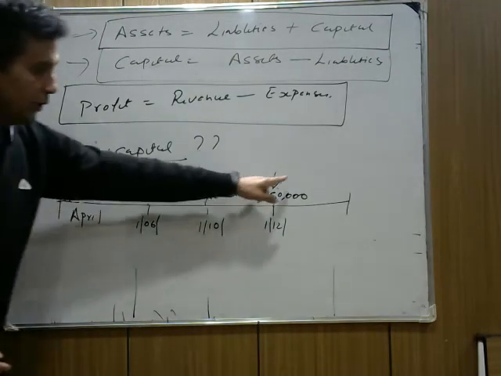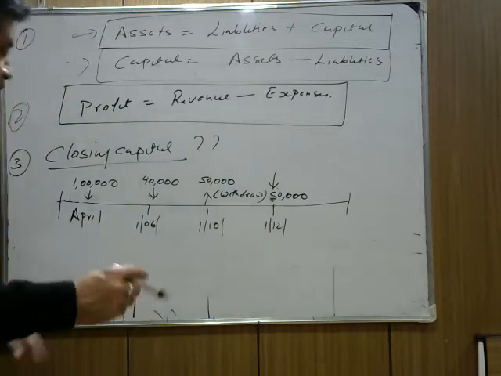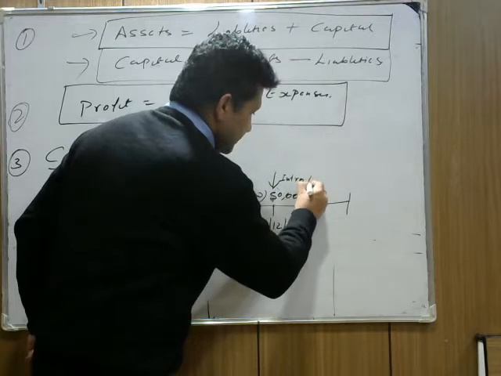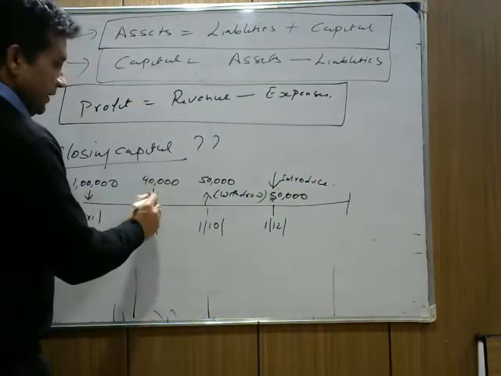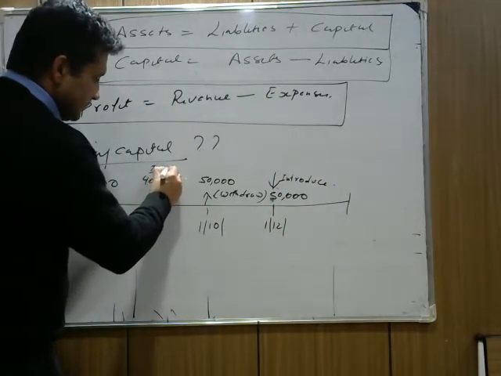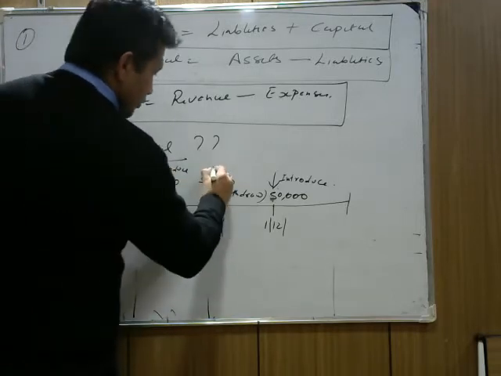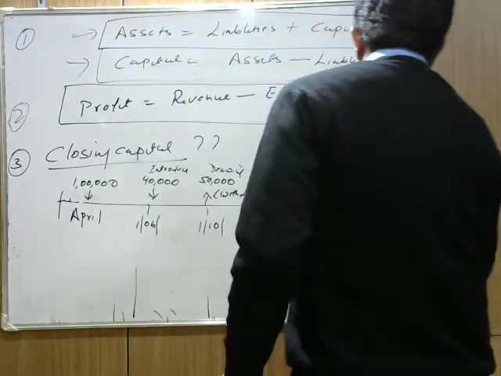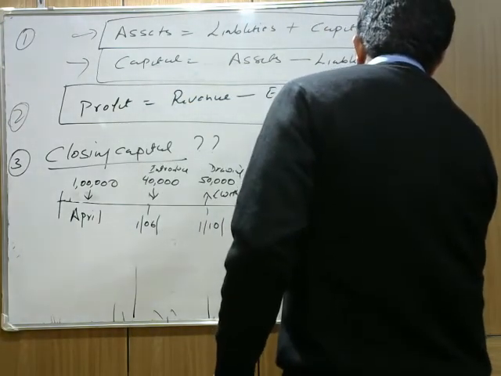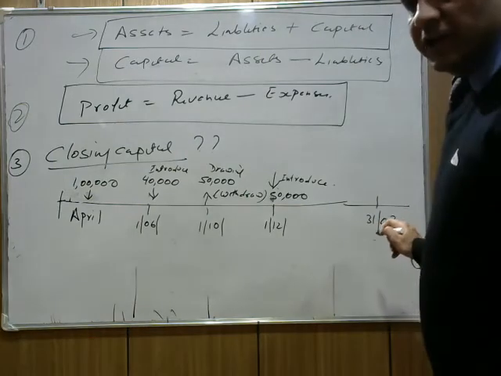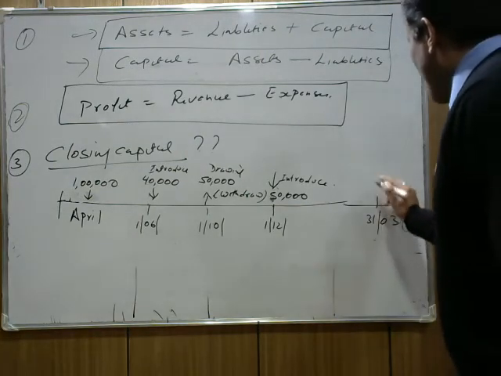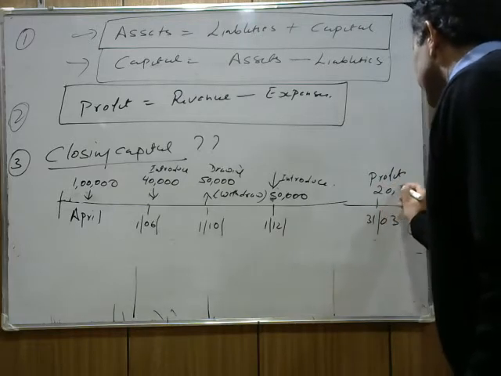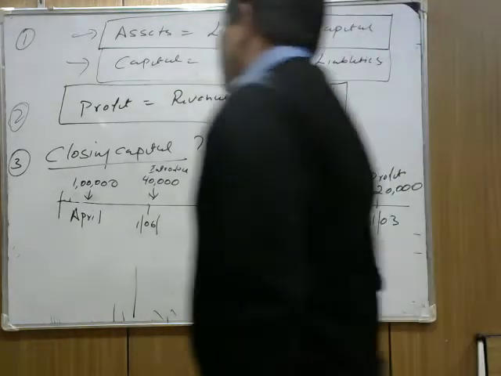I hope it's clear. You introduce 50,000 more. It's coming to the business, not going. You introduce further capital; this is called introduce further capital. Here also we write introduce. This one is called drawing. And on 31st March, at the end of the financial year, you get a profit of rupees 20,000.